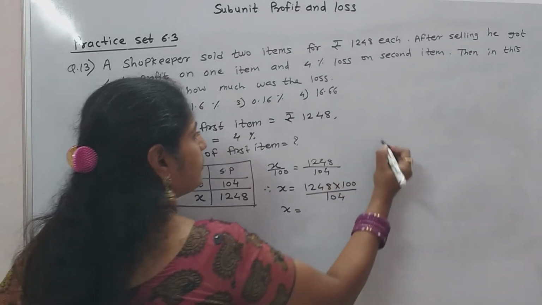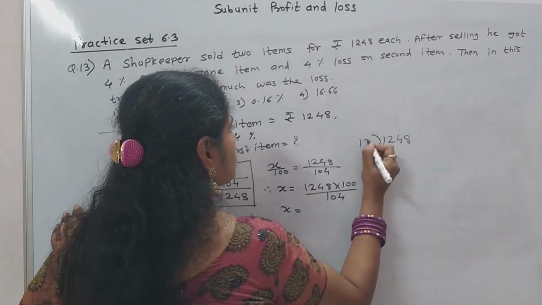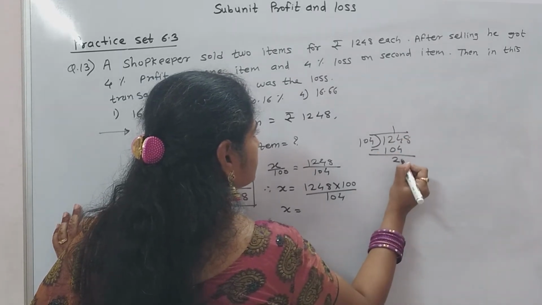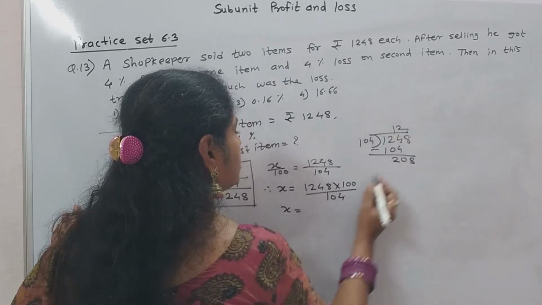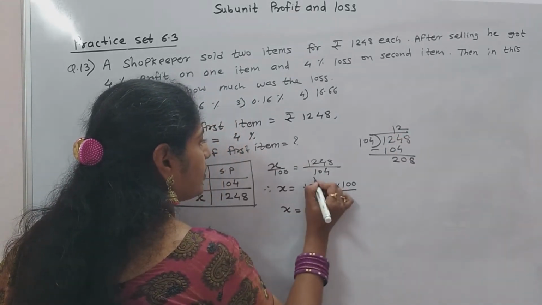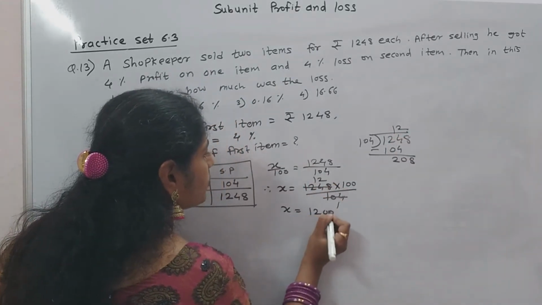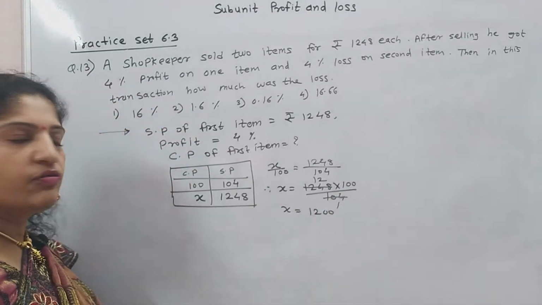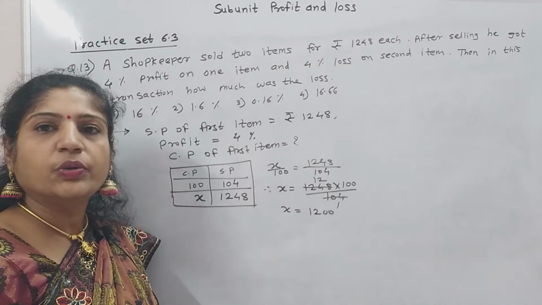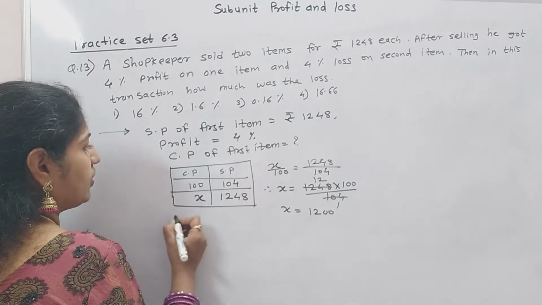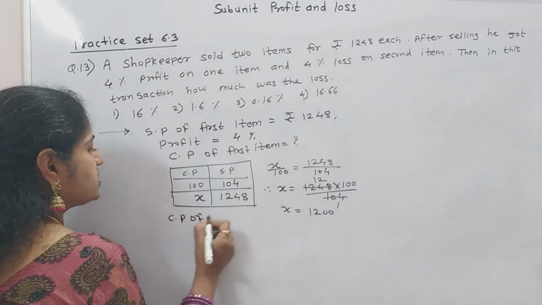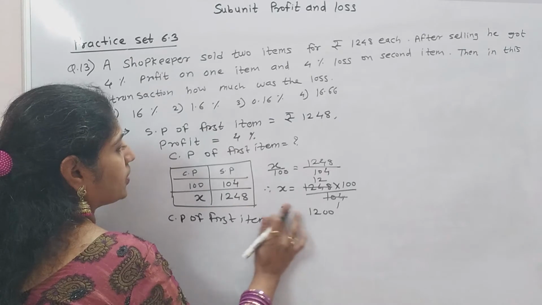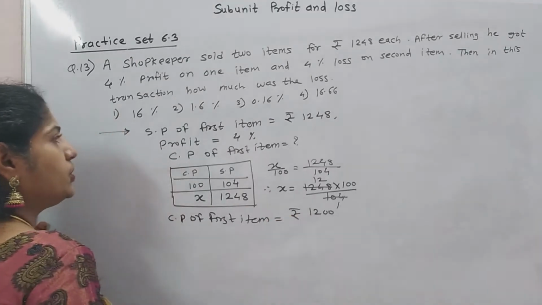Divide this number by 104. That is 12. 12 into 100 is 1200. So the cost price of the first item is rupees 1200.